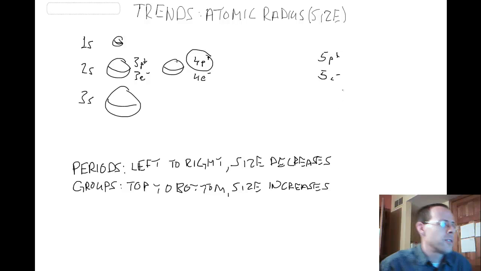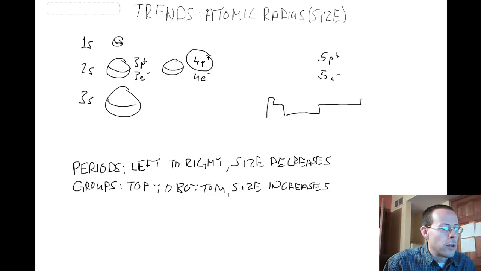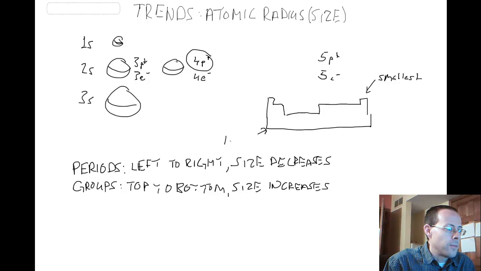So again, trend for size. If we were to draw the periodic table, kind of real quickly, something kind of like that. I'm just going to put up here, smallest, and then down here we have largest. So from top to bottom, they get larger. From left to right, they get smaller. And that is the trend for size.